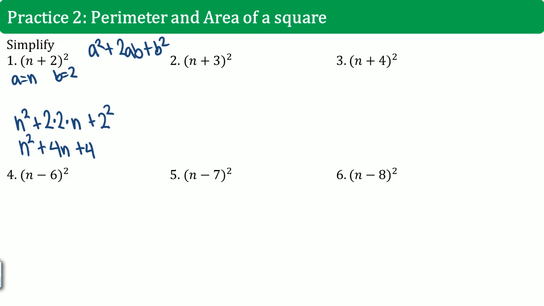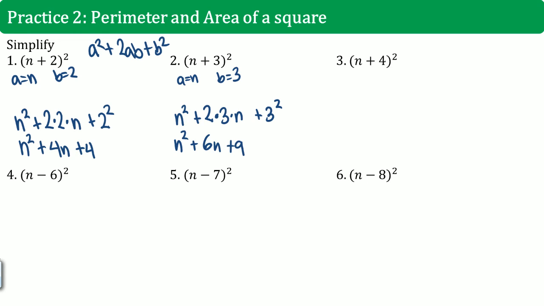So the next one, the a is the n, the b is the 3. So it's going to be n squared plus 2 times 3 times n plus 3 squared. So it's n squared plus 6n plus 9.